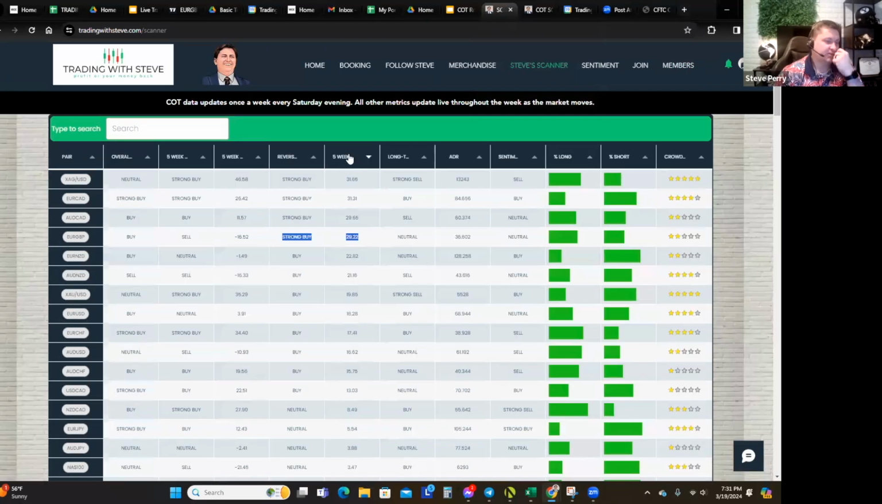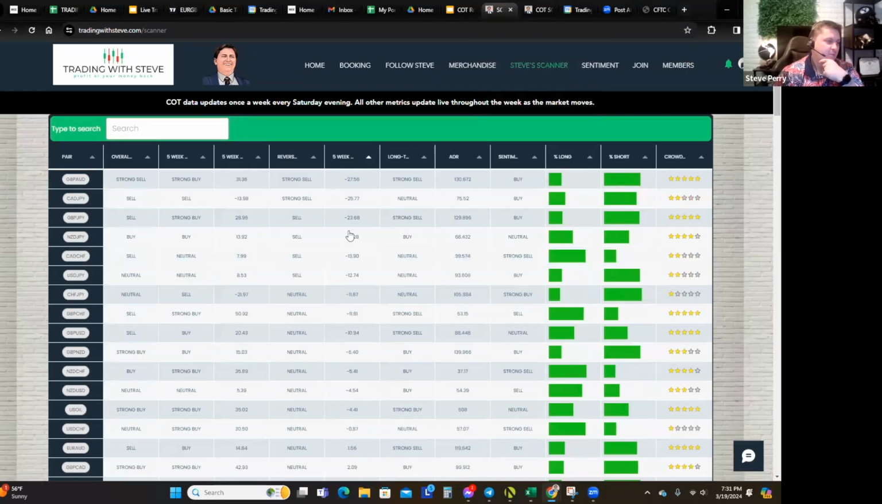Okay, so let's filter this the other way now, so you can see all the negative numbers. The pound Aussie is a good example. This is a strong sell signal on the pound Aussie. I know it's up this week. It's just kind of gone up with all the other pound pairs that have been going up. But this is a good example. It's a negative 27.56% shift over the last 5 weeks compared to the previous 5 weeks.